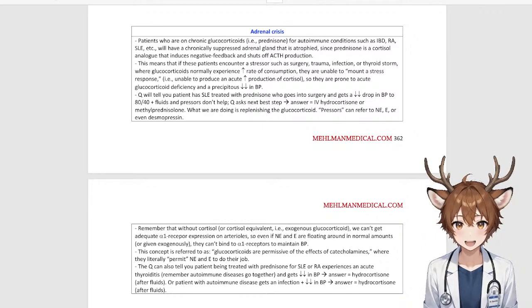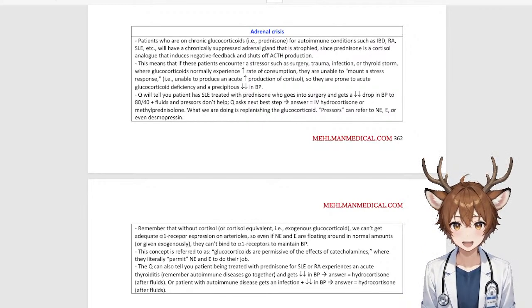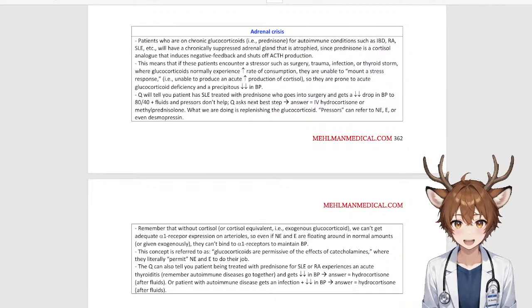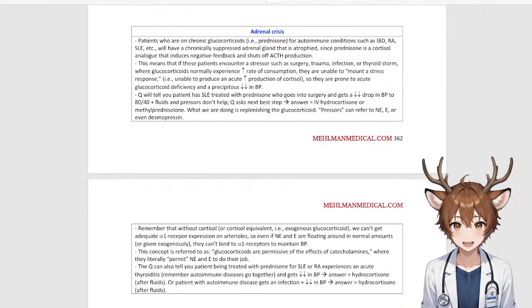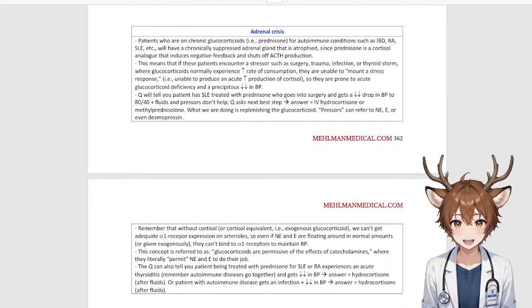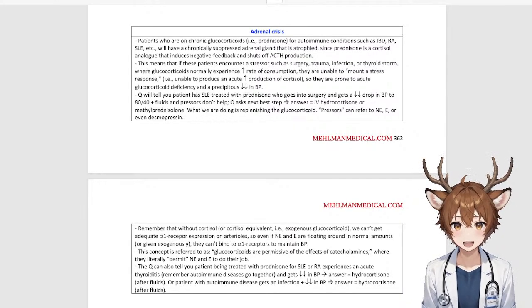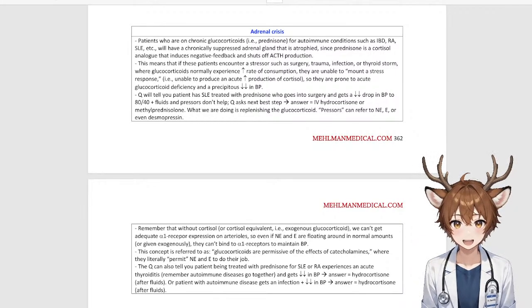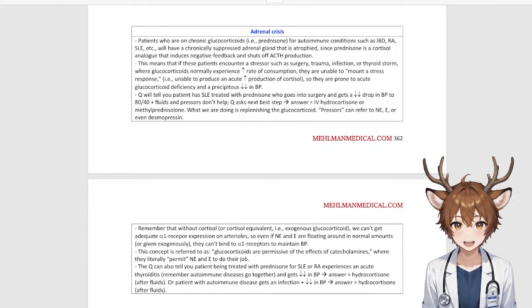The question can also tell you the patient being treated with prednisone for lupus or rheumatoid arthritis experiences an acute thyroiditis. Remember, the autoimmune diseases go together, and there is a serious decline in blood pressure. The answer would be hydrocortisone after fluids. Or a patient with autoimmune disease gets an infection plus a significant decrease in blood pressure. The answer would be hydrocortisone after fluids.